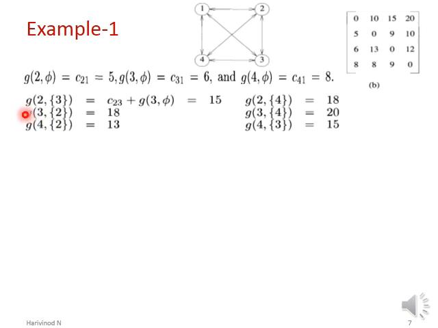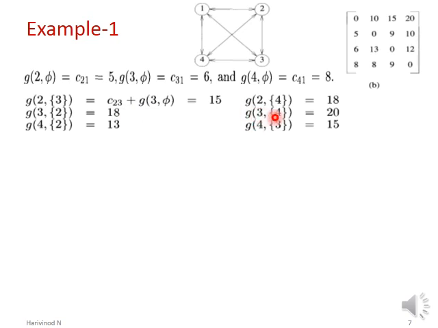Coming to the next, g of 3, 2. It is nothing but the direct edge 3 to 2, which is 13 plus g of 2, 5. G of 2, 5 is nothing but 5. So 13 plus 5 gives 18.